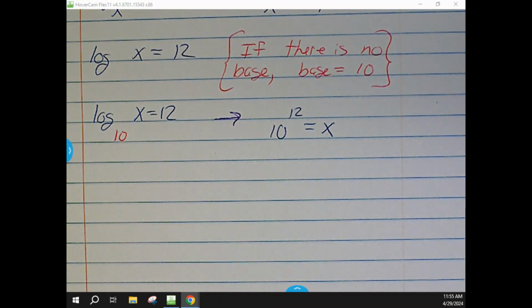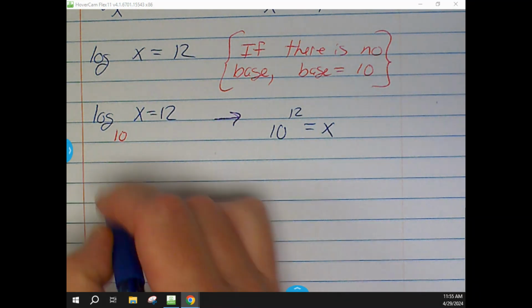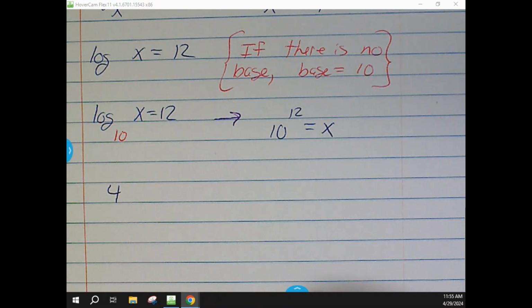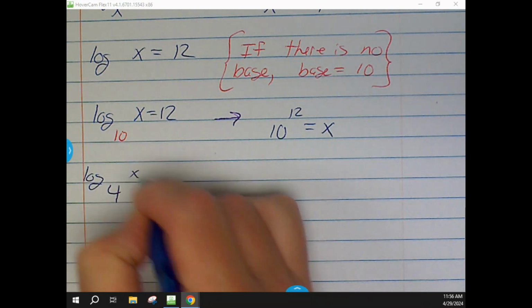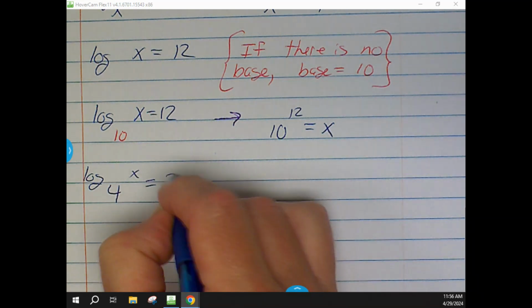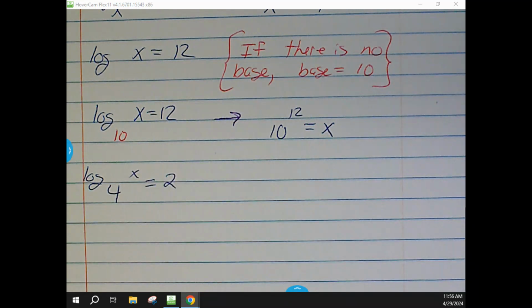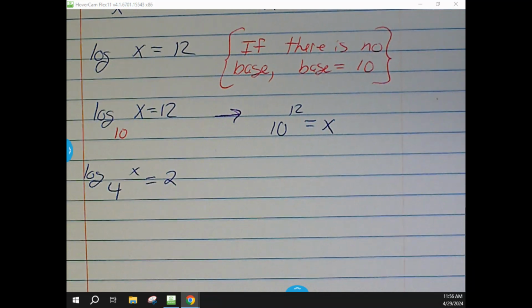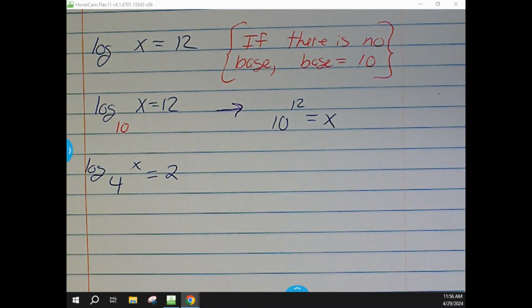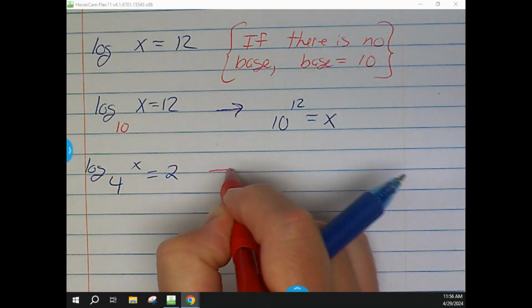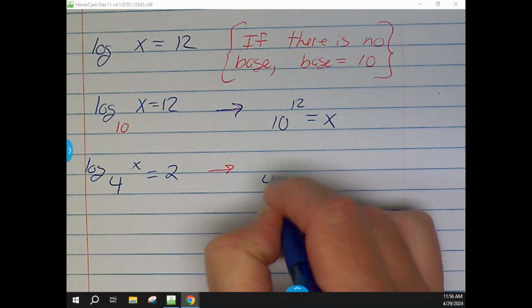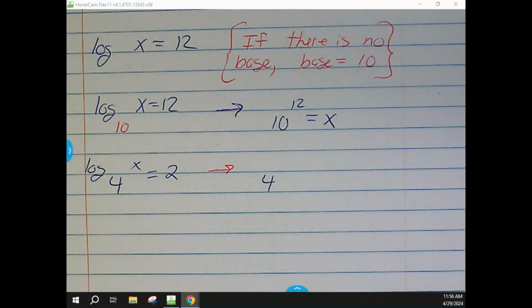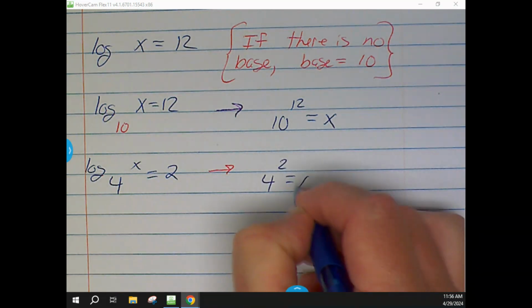Okay, let me show you one more of those with something they might ask you to do today. Let's say we've got log base 4 of x equals 2. If we rewrite it in exponential form, that makes it 4 squared equals x.